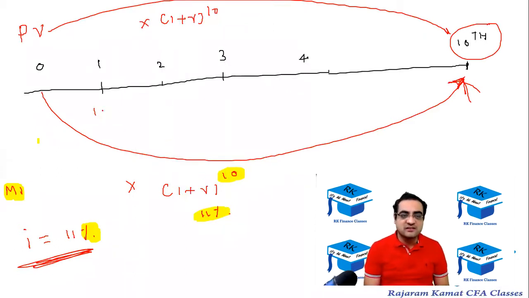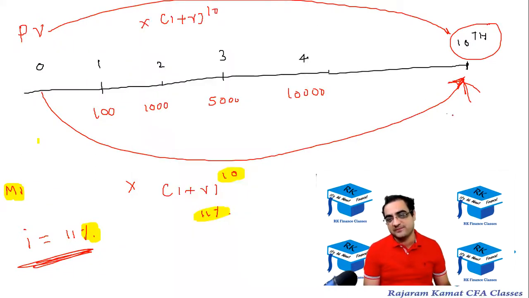That was, I think, 100,000, 5,000 and 10,000. So this will increase and grow to around 31,650.